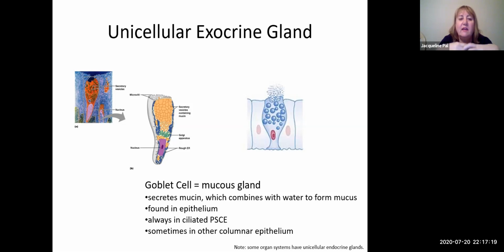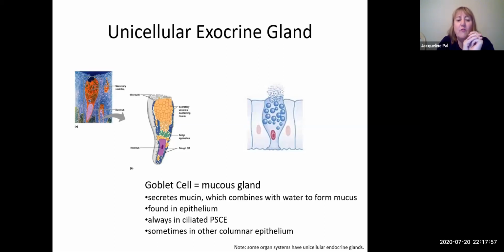And the goblet cell secretes this substance called mucin. And once the mucin is secreted, it combines with water, because you know, water is everywhere in your body, and it forms something called mucus, M-U-C-U-S. Mucus is a noun, but we call a goblet cell a mucous gland, M-U-C-O-U-S gland, because that's the adjective form of the noun mucus. So the noun has one U, but the adjective has a U and then an O-U-S.